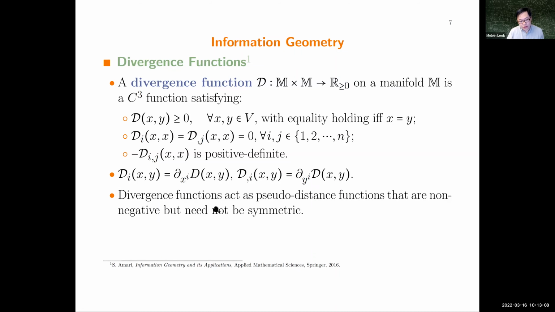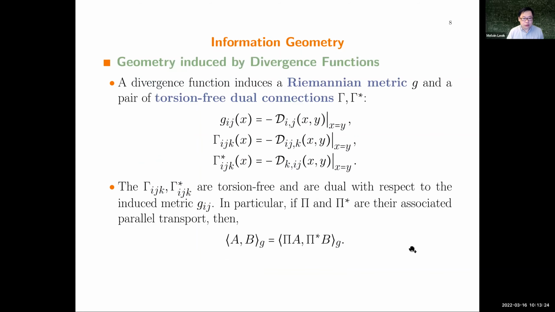And so as I said, these divergence functions are sort of pseudo distance functions, in the sense that they're non-negative, but they don't necessarily have to be symmetric. So if you take the divergence of x comma y, it's not necessarily equal to the divergence of y comma x. Okay. So once you have this divergence function, you can construct a Riemannian metric from this.